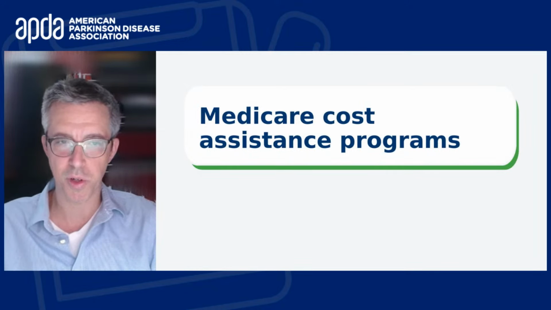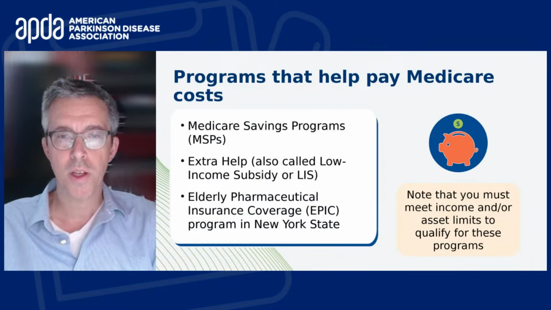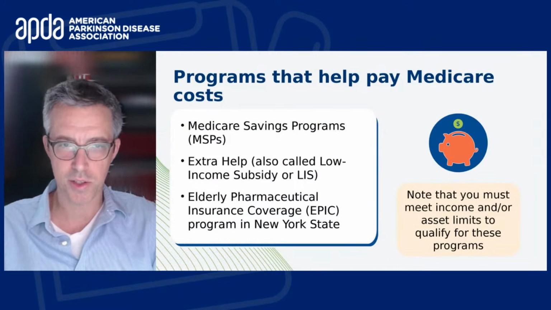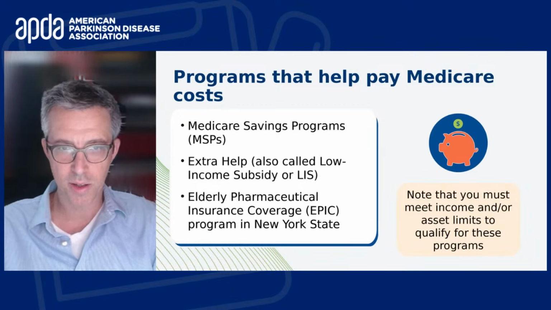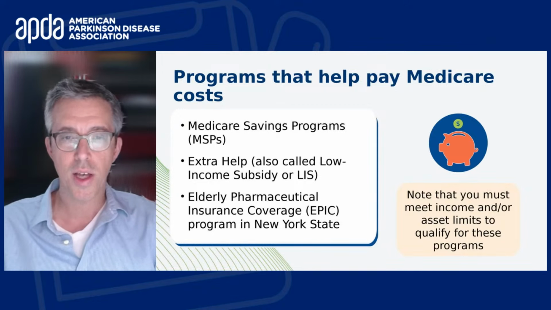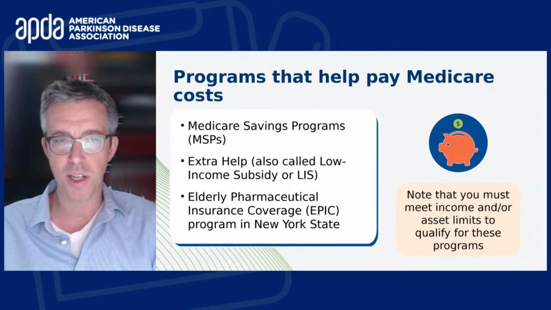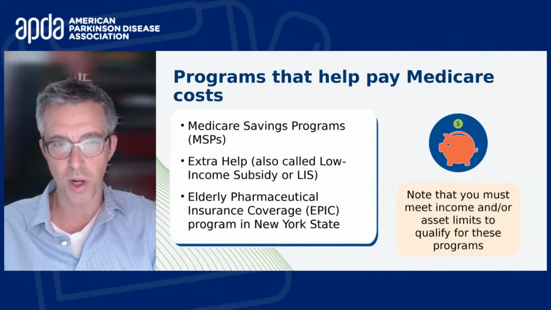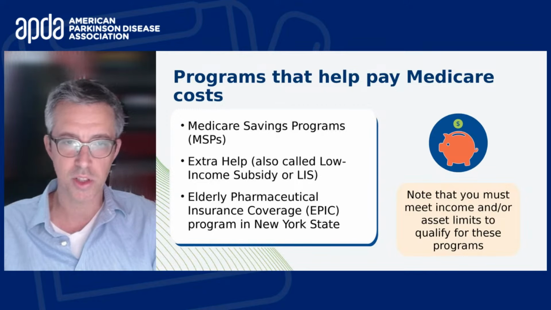Medicare cost assistance programs. Here are some programs that can help pay Medicare costs, and we'll talk about them each individually. There's the Medicare Savings Program, or MSP. Extra Help, which is also called the Low Income Subsidy, or LIS. And this is in New York State, the Elderly Pharmaceutical Insurance Coverage Program, EPIC. But every state in the U.S. has a state pharmaceutical assistance program. So whatever state you are in, you can look up and see what is my state pharmaceutical assistance program, or SPAP.